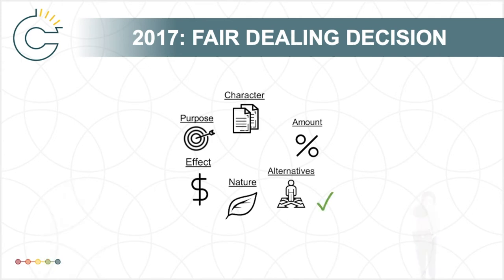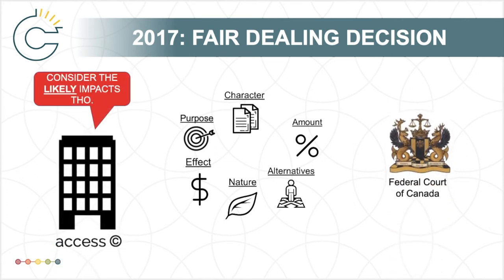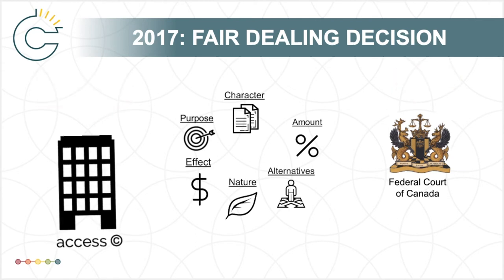While the alternatives to the dealing factor was ruled to be more fair in favor of York, Justice Phelan leaned heavily on the effect of the dealing factor in making his final ruling. He agreed with the argument made by Access Copyright that the court should consider all actual and financial impacts of the copying. In the past fair dealing cases, the Supreme Court had not considered likely impacts of copying that could not be substantiated with evidence. For these reasons, Justice Phelan sided with Access Copyright.